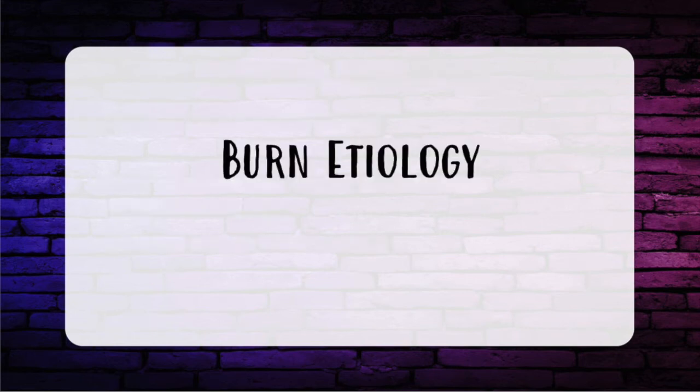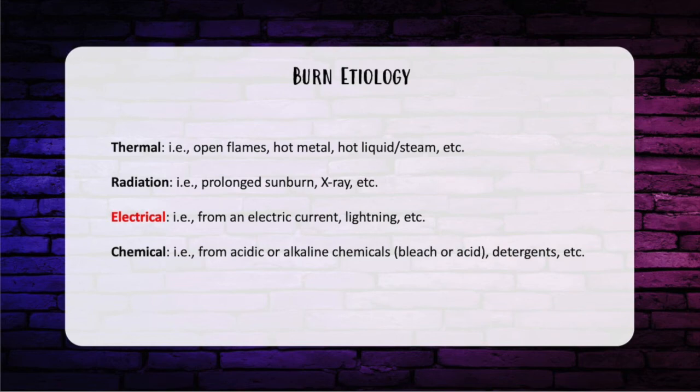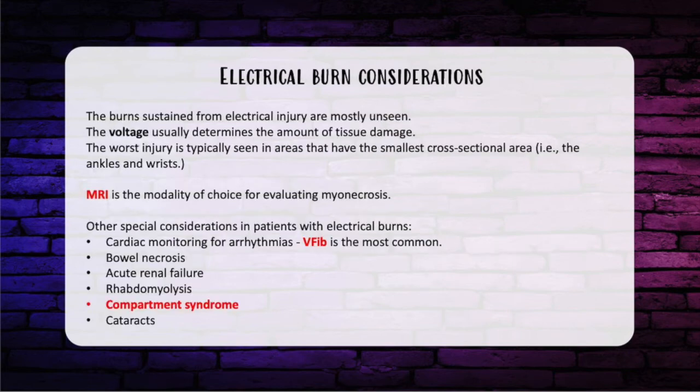Now let's talk about some other burns, starting with electrical burns. Electrical burns are a little bit different because the burn is actually sustained from the electrical current going through the body, and it's mostly unseen. The voltage of the electricity is usually what determines the amount of tissue damage in these patients.